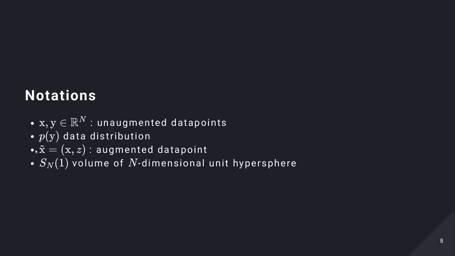Whenever there's a tilde on top of my variable, that means I've augmented it, with z for PFGM, but just my extra dimension for PFGM++. And again, this constant here is just the volume of an n-dimensional unit hypersphere. Just a constant. You can sort of ignore it as we go along.